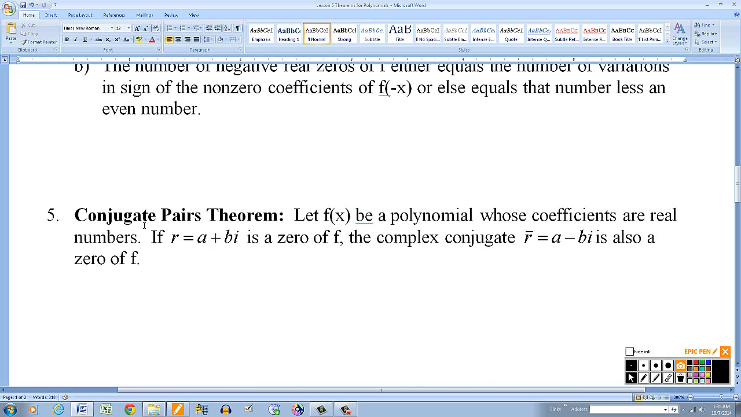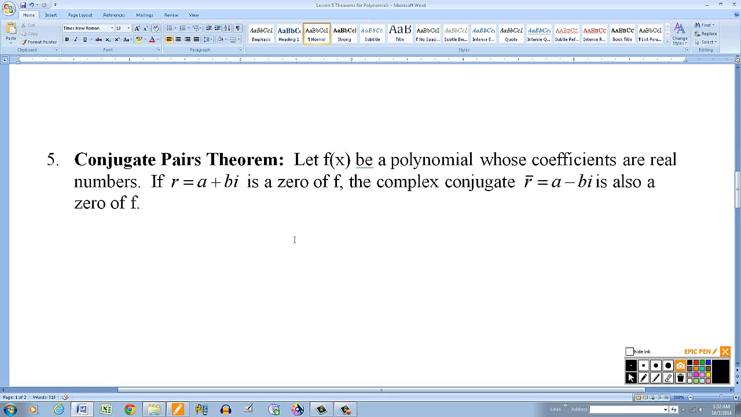The conjugate pairs theorem tells me: let f of x be a polynomial whose coefficients are real. Now the key to this theorem is that the coefficients have to be real numbers. So they can't be imaginary numbers like an i or a 2i and so forth. So this one tells me if r equals a plus bi is a zero of the polynomial f, then it must be true that the conjugate, which is a minus bi, is also a zero of f. And I'll illustrate this in the overview that I'm going to do now.